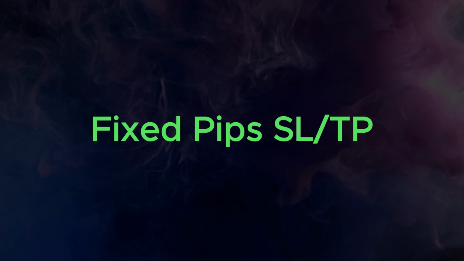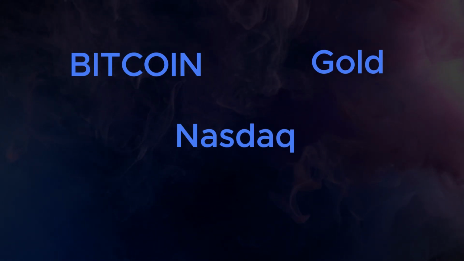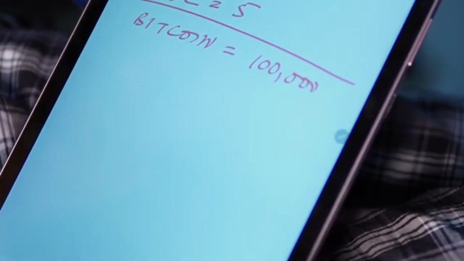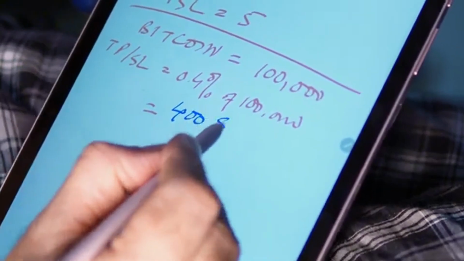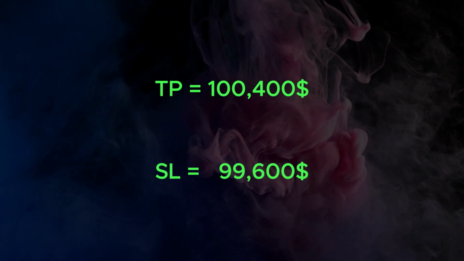So fixed pips on such varying prices do not make any sense at all. So for Bitcoin, gold, and Nasdaq, or Dow Jones if you want to use that, we use the percentage of price profile. And then we define the TP and the stop loss as a percentage of the price here, and then define the trigger of the trailing stop loss and the trailing stop loss as a percentage of that stop loss. So if Bitcoin was $100,000 when we took the trade, then 0.4% will equal 100,000 times 0.4%, so $400. So the TP is going to be set at 100,400 and a stop loss at 99,600.